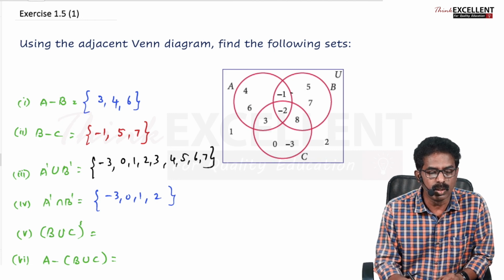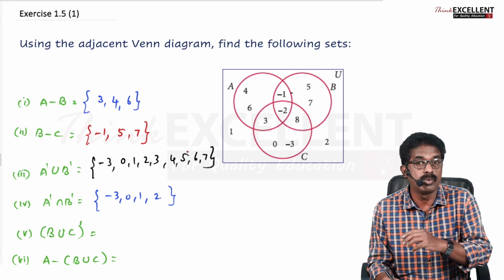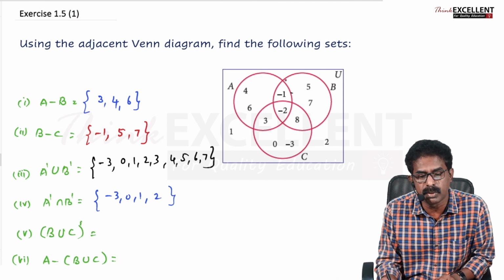B union C the whole dash. So that means outside B union C. So see what is B union C? Very easy one, right? B union C is this portion.